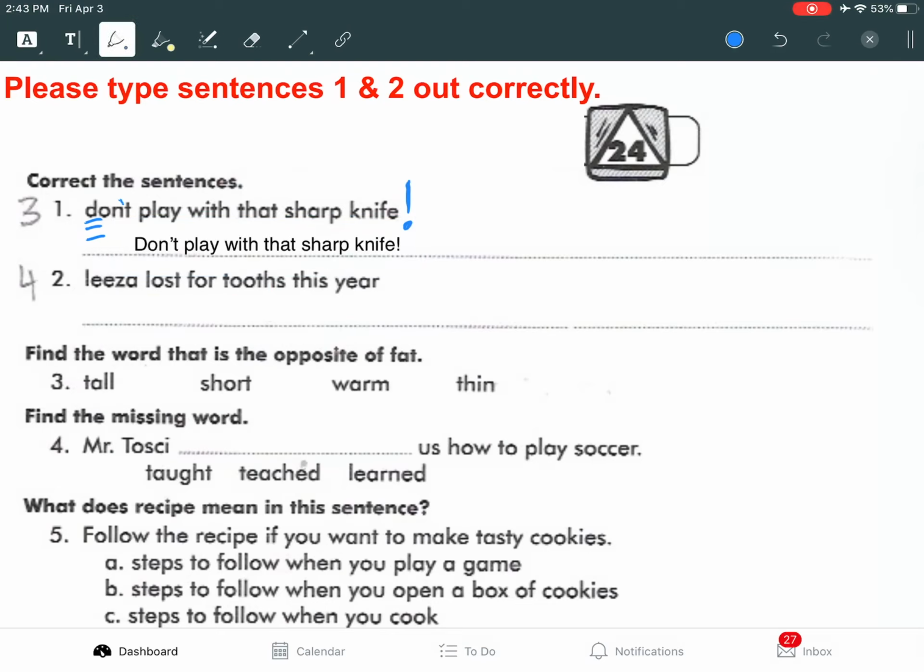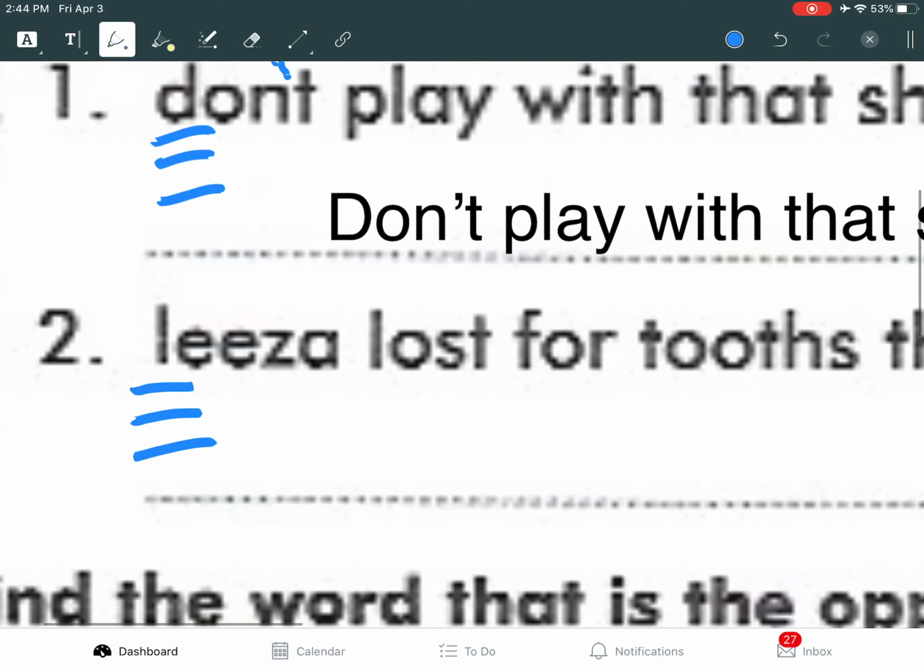All right, next sentence. Lisa, or Liza, I say Lisa, lost 4 tooths this year. All right, so what are the mistakes? The first mistake is, excuse me, you're going to capitalize the L in Lisa for 2 reasons. 1, because it's at the beginning of the sentence. What is the other reason why? The other reason why is because Lisa is a name.